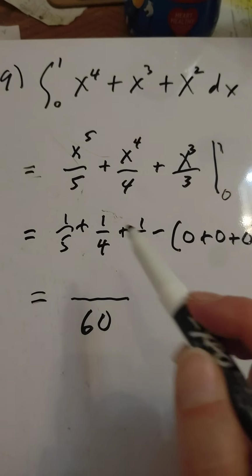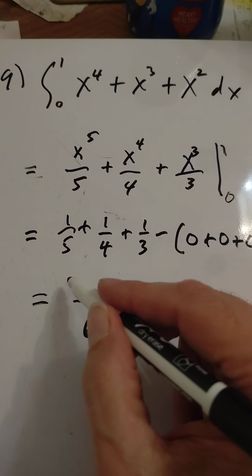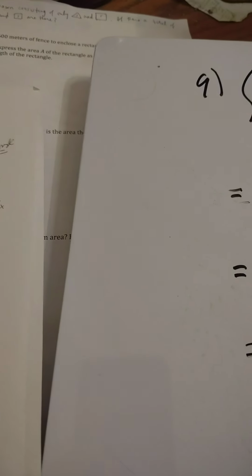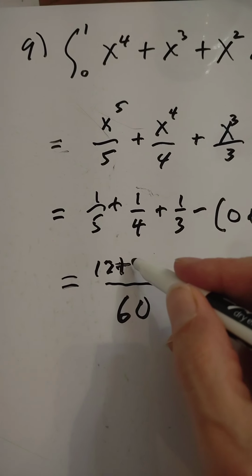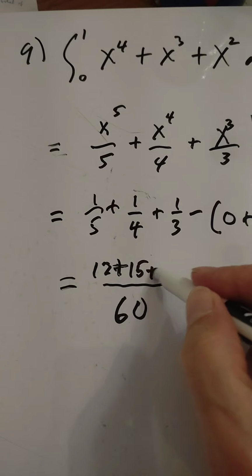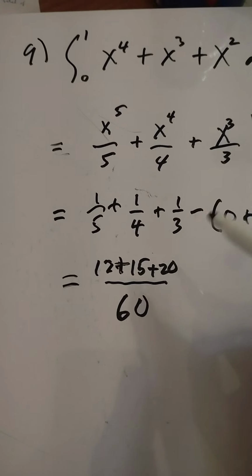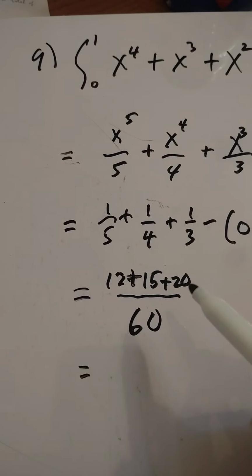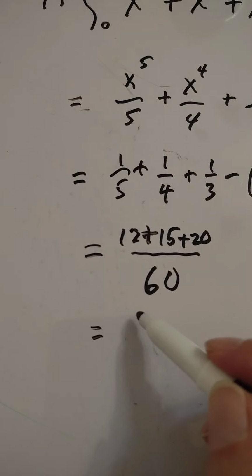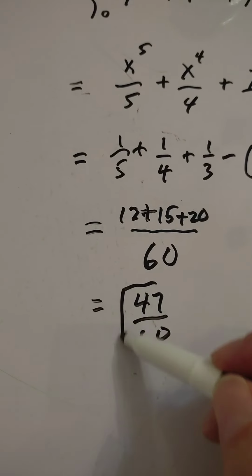Now we got to change all the top numbers, the numerators, accordingly. Since 5 times 12 is 60, we got to multiply the 1 by 12 to get 12, plus 4 times 15 is 60, so 1 times 15 is 15, plus 3 times 20 is 60, so multiply the 1 by 20 to get 20. And then that's going to equal, let's see, 12 plus 15 is 27, and then we get 47 over 60. And that's our final answer. Notice that's a number answer as we expected. So 47 over 60. And I'll box that.